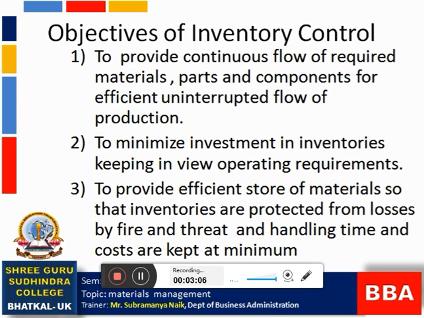The third objective is to provide efficient storage of materials, so that inventories are protected from losses by fire and theft, and handling time and cost are kept at minimum. That means wherever you store the raw materials or finished goods, in a warehouse or godown, it means that you have control over the inventory. So to provide efficient storage of materials, inventories are protected from losses by fire and theft.